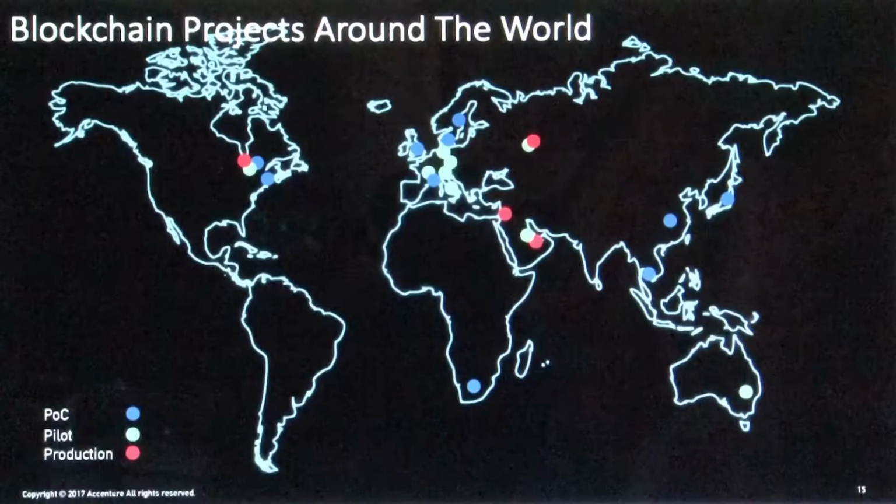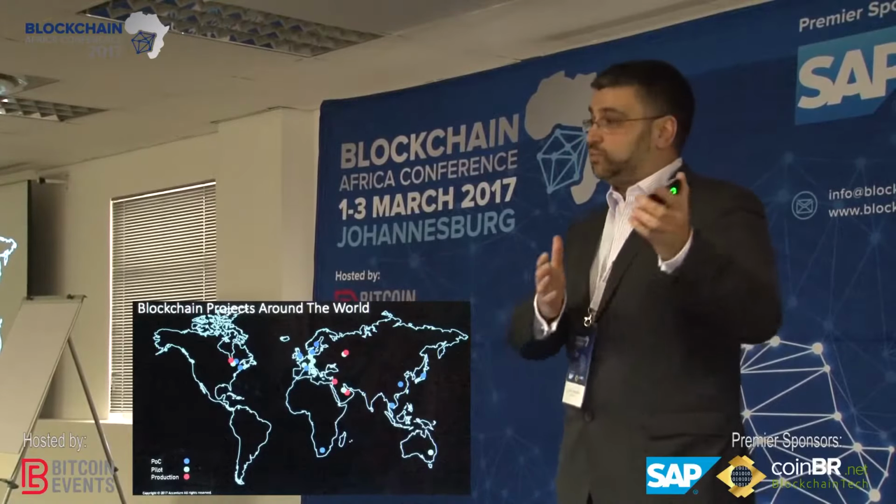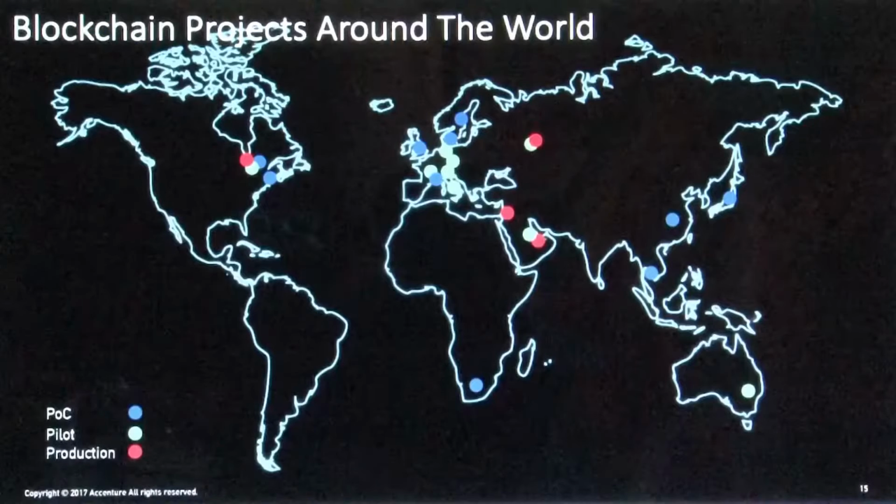The next one is pilots. So pilot implementations where we're taking production data or real customer data and maybe sanitize that data, run it through a sort of a pilot implementation to prove that this will work in the environment. And then finally, production builds.